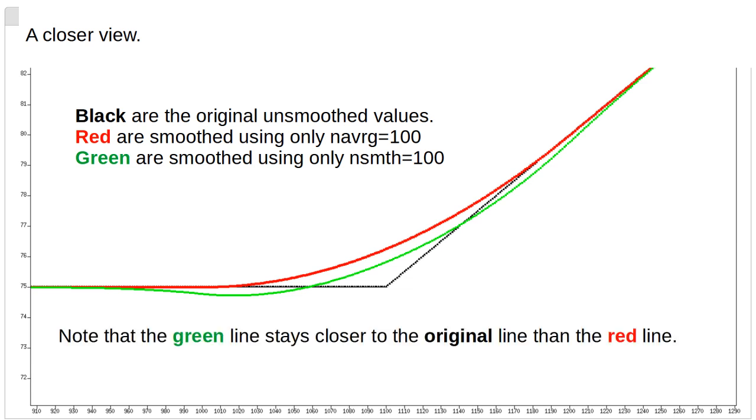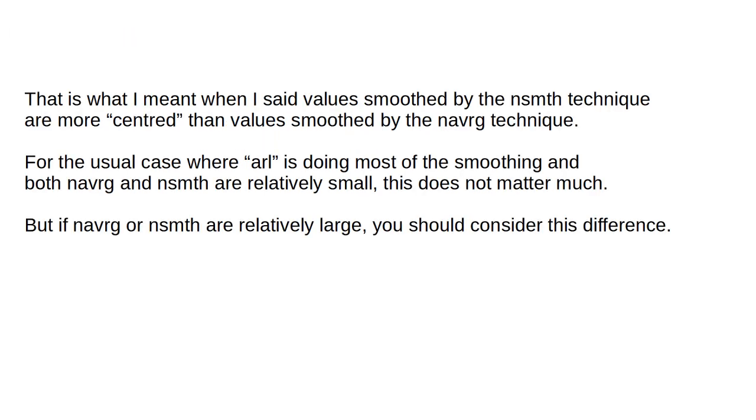Note that the green line stays closer to the original line than the red line. That is what I meant when I said values smoothed by the n-smooth technique are more centered than values smoothed by the average technique. For the usual case where RL is doing most of the smoothing and both average and smooth are relatively small, this does not matter much. But if average or n-smooth are relatively large, you should consider this difference.